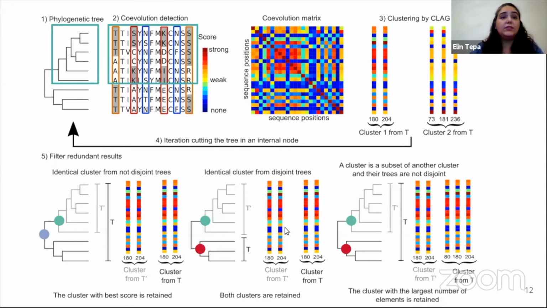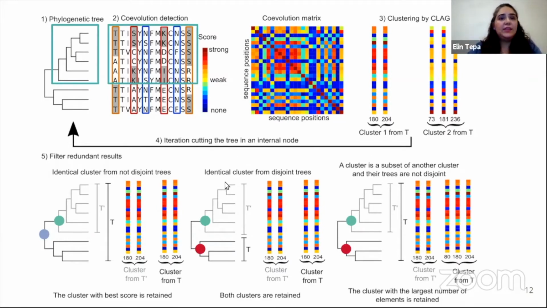Then we iterate steps 1 to 4, and the iteration ends when all the possible subtrees are considered. And at the end, we include a step of reduction of redundancy of the clusters generated by this iterative approach. We consider three possible scenarios. In the first one, two clusters are identical, meaning they are composed of the same positions, and their trees are not disjoint. Only the cluster with the best p-value score is considered. If two clusters are identical and their trees are disjoint, both clusters are retained.